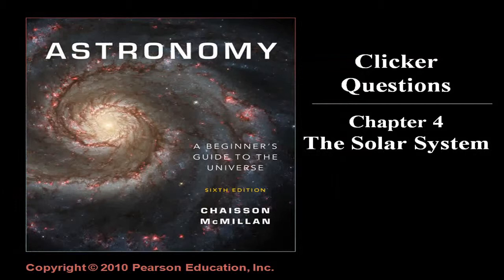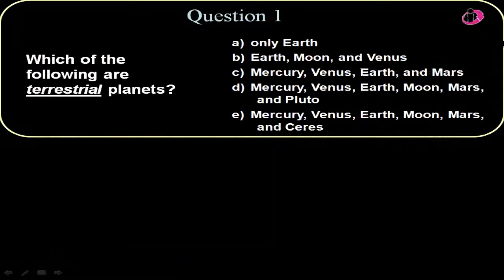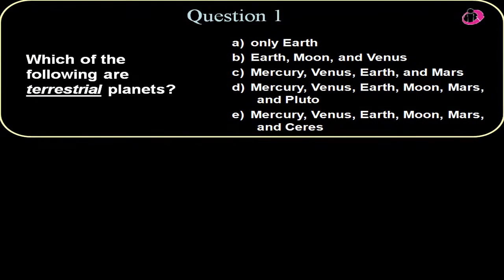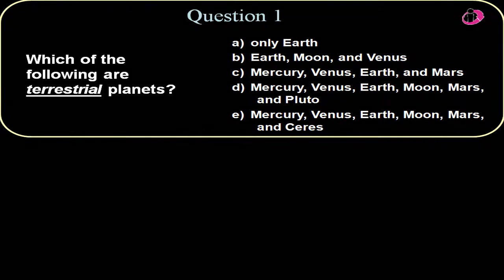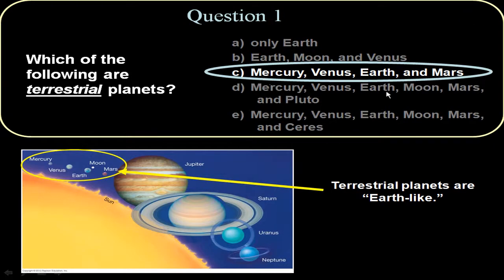Let's go through some review questions for Chapter 4. Here's question number 1. Which of the following are the terrestrial planets? Well, the terrestrial planets are those 4 planets that look like Earth, Terre, and they're within the asteroid belt. That is Mercury, Venus, Earth, and Mars. Answer C.